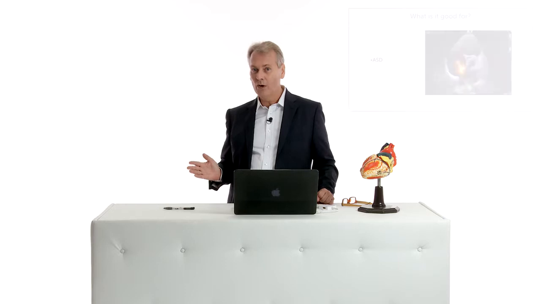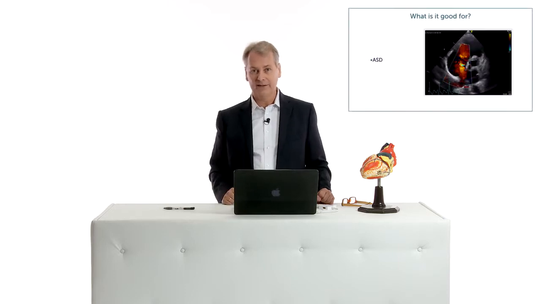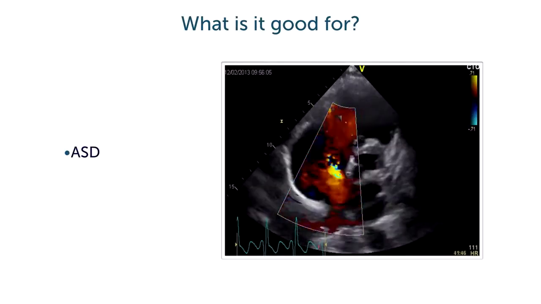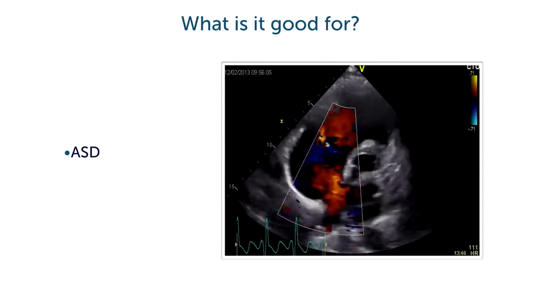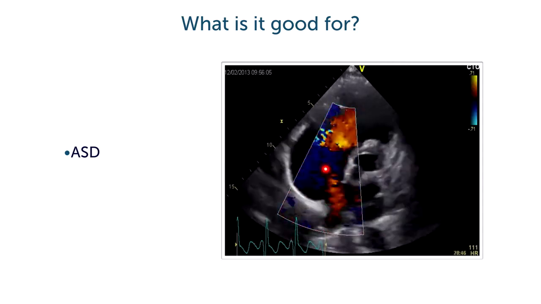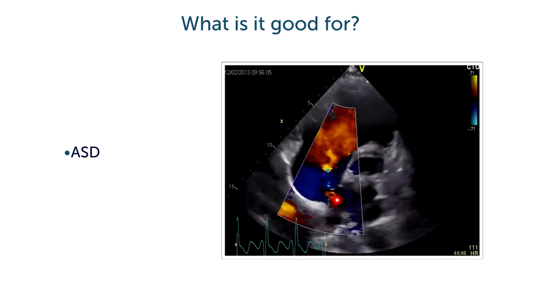And if you want to, for example, detect an ASD, it's better to move the transducer 1 or maybe even 2 intercostal spaces further down so that you almost have an apical view. And here you will have a very good orientation to the septum, which allows you to detect, for example, an atrial septal defect.